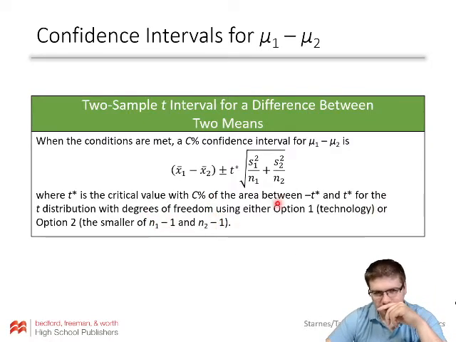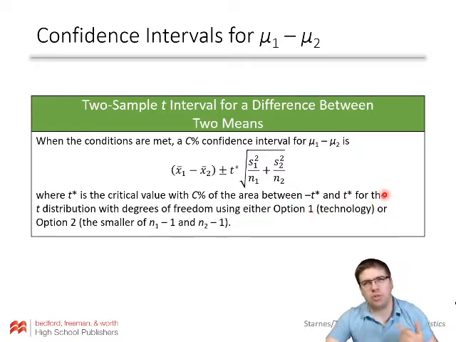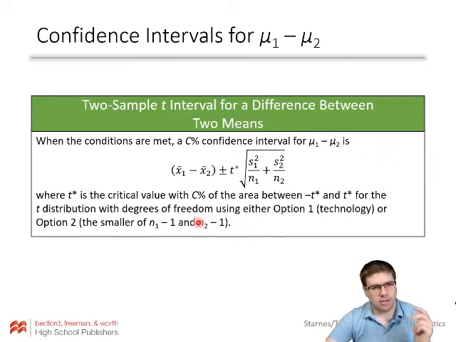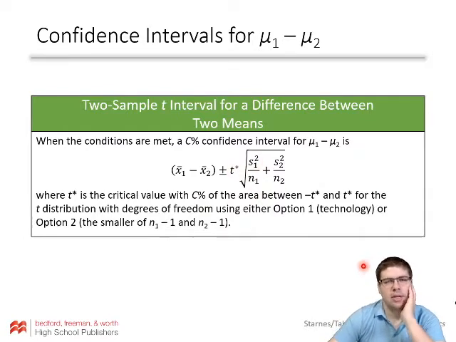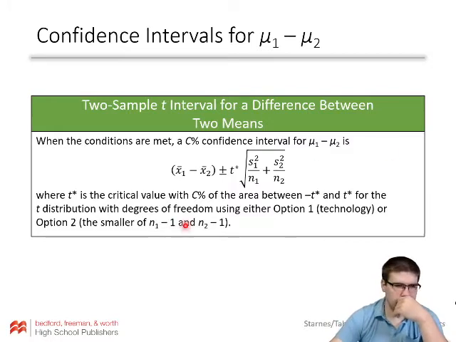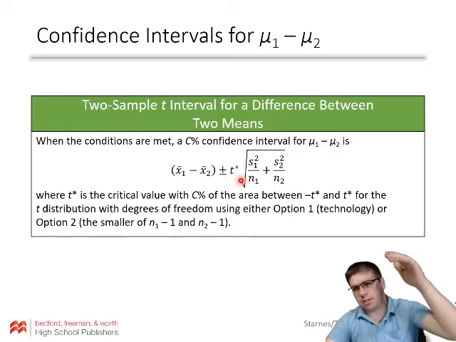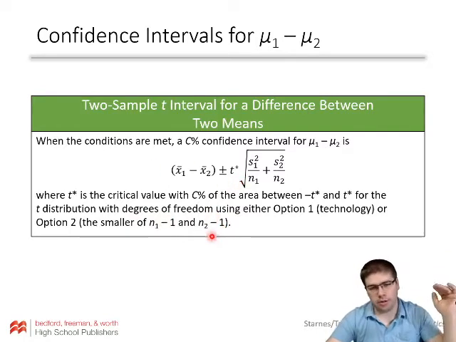So by option 1, technology, what that really means is there actually is a fancy formula. Usually we used sample size minus 1 for degrees of freedom for our critical t values and tcdf and so on. Well, with 2 samples, you have 2 different sample sizes. So the simple solution is you can go conservative and go with the smaller sample size minus 1. So if you have a sample of size 30 and a sample of size 40, you'd go with 29 for your degrees of freedom.